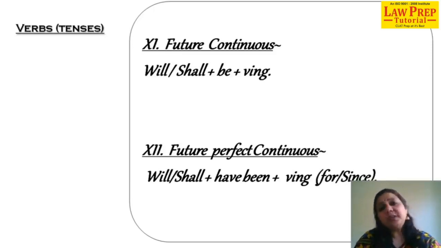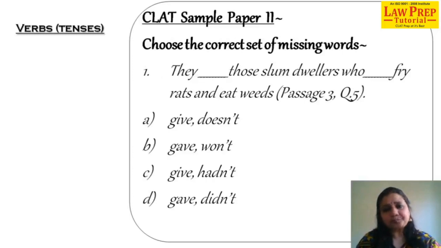Okay, so we begin with our quiz. CLAT sample paper 2 had this question. I've even mentioned it because students must be looking for where this question is, ma'am. You said that question has come. This is passage 3, question 5 in the sample paper 2 of CLAT. Choose the correct set of missing words. I am not reading the question. I'm scanning through the choices. I told you, I'm going to tell you the trick.